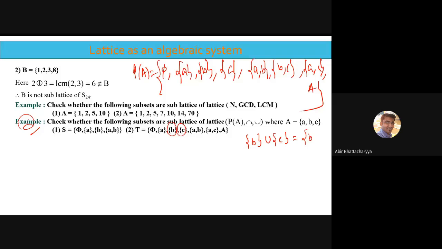The union with C gives BC, which does not belong to T. That's why T is not a sublattice. Good, so let's go for the next one.